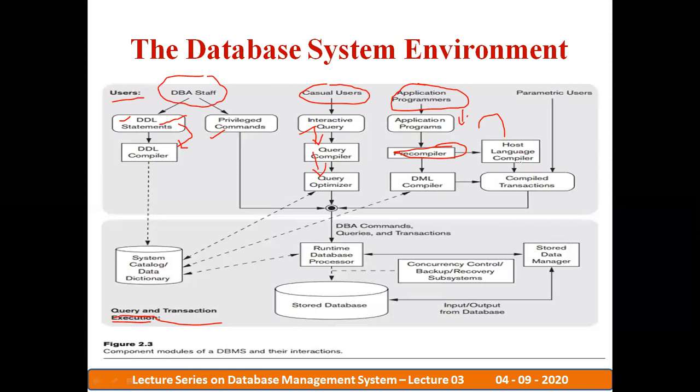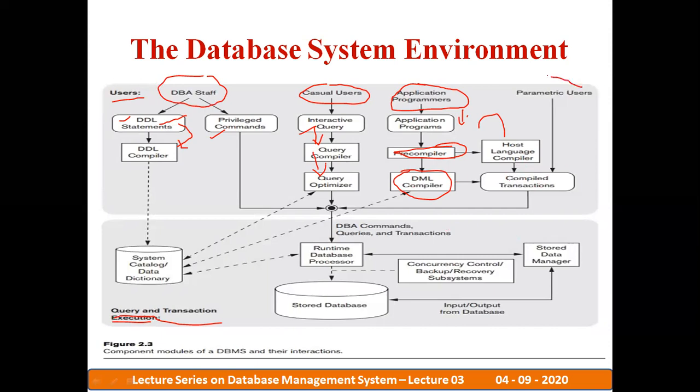Now after that, all the transactions will be compiled once again. What does DML stand for? DML will manipulate, so manipulate means either select, delete, or update. Those statements will be executed in the DML compiler. Then finally it will be sent to the compiled transaction.